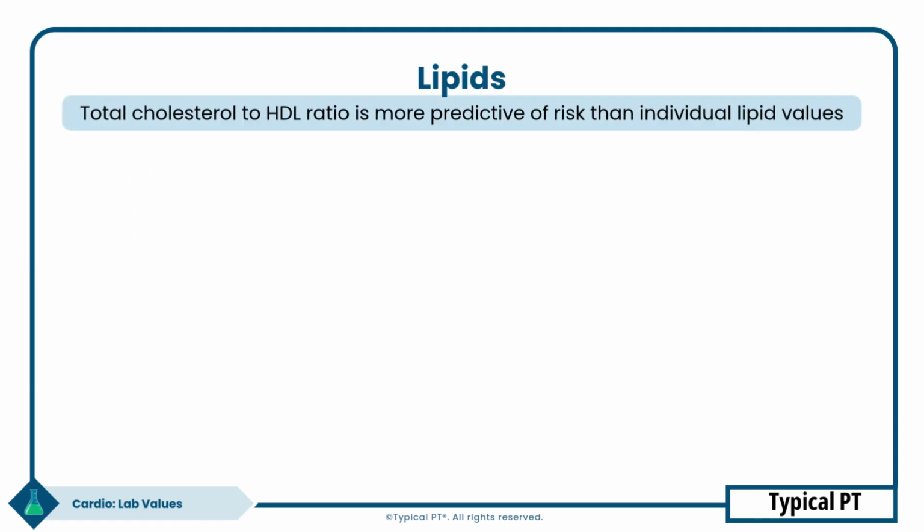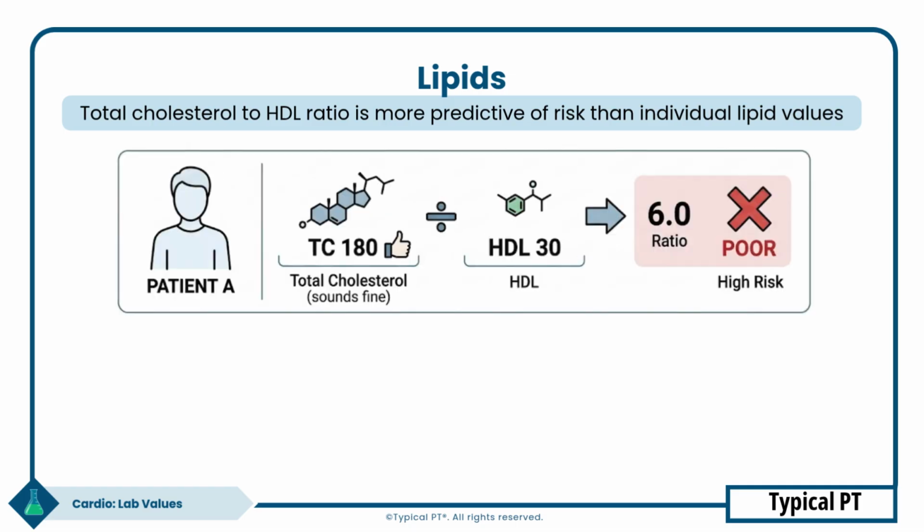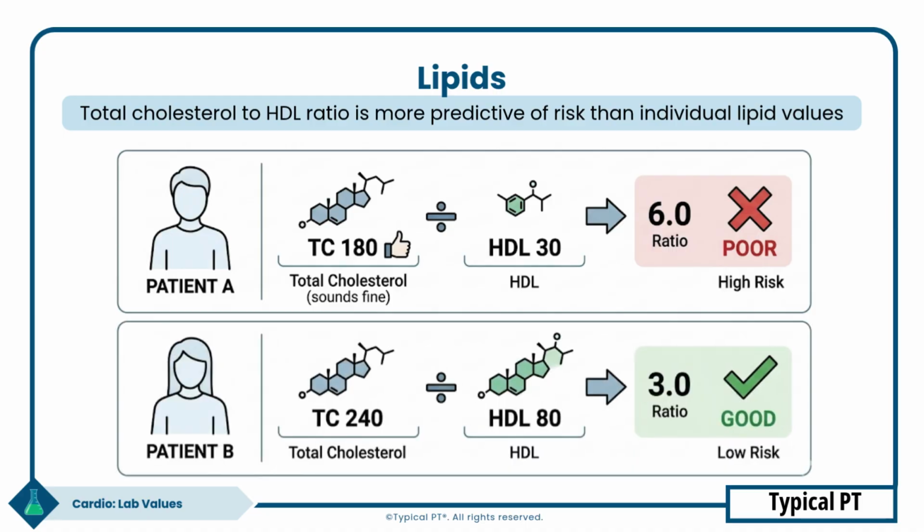The total cholesterol to HDL ratio is actually more predictive than any single lipid value. A patient with total cholesterol of 180 sounds fine, but if their HDL is only 30, that ratio is 6.0, which is poor. Compare that to a patient with total cholesterol of 240 but HDL of 80, giving a ratio of 3.0, which is good.